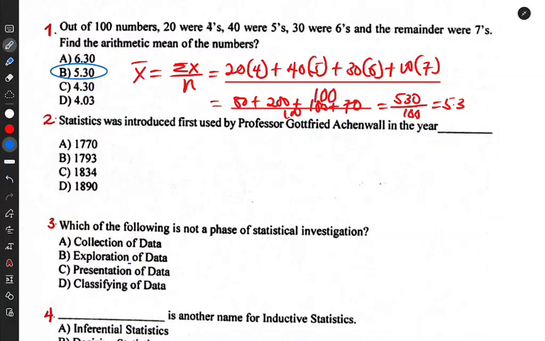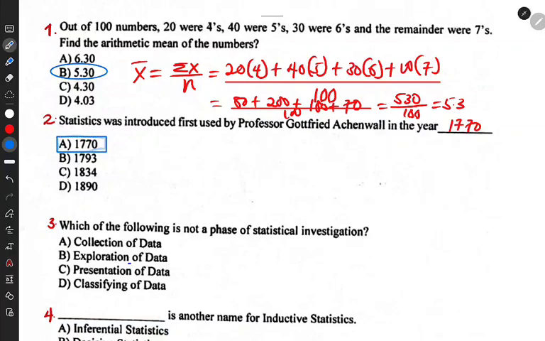Question number 2. Statistics was introduced first by a professor, Godfried Achenwall, in the year. So look at the options: A, 1770; B, 1793; C, 1834; and D, 1890. So here the correct answer is 1770. That should be the right answer to this question.